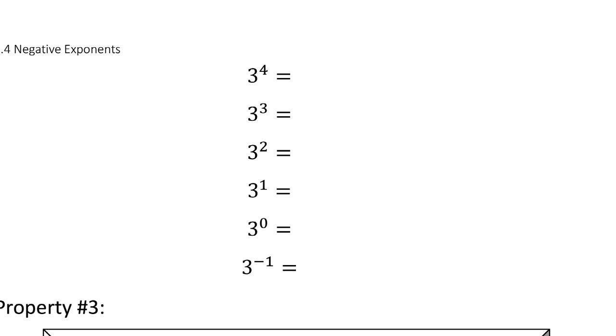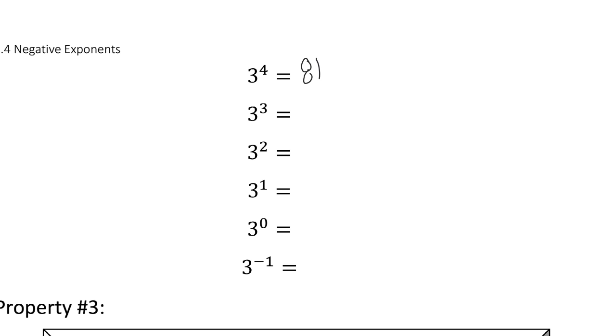All right, so let's start off by evaluating these. What is 3 to the 4th? So what is 3 times 3 times 3 times 3? Well, 3 times 3 is 9. 3 times 3 is 9. 9 times 9 is 81.